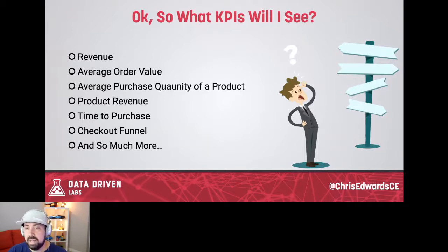So these are going to be things like revenue, average order value, the average purchase quantity of a product, product revenue, time to purchase, checkout funnel. You can see all of these different things, and there are a few other things you can see as well, which we'll go over.